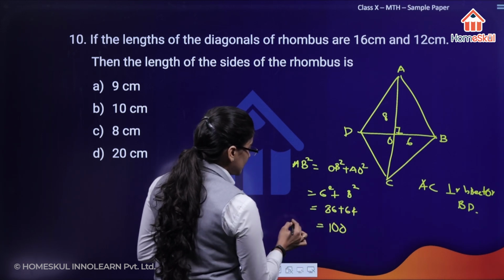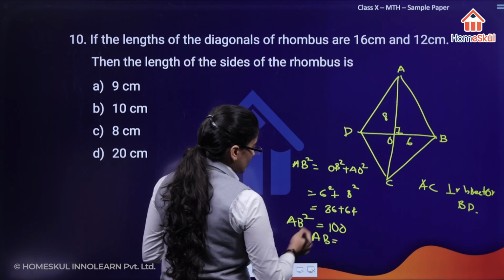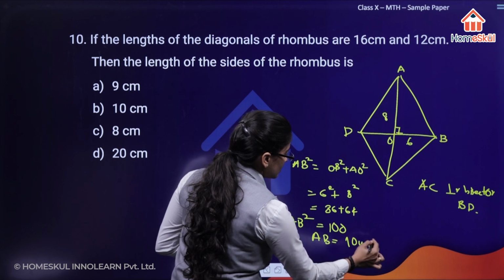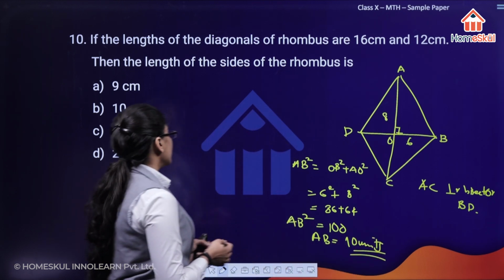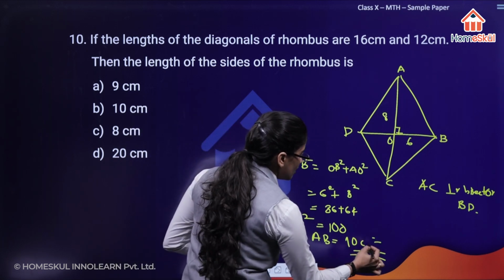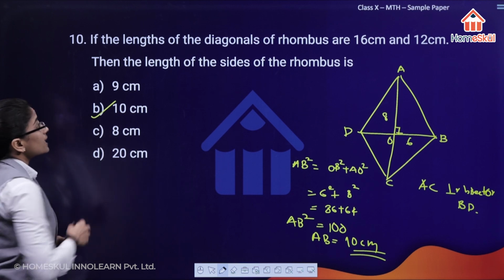That is, we are getting the square of the side as 100, which means AB, or the side of the rhombus, is 10 units, isn't it? What is this side of the rhombus? Or 10 centimeter, not 10 units, it's already given in centimeter. So, that is 10 centimeter, which means option B is the correct answer.